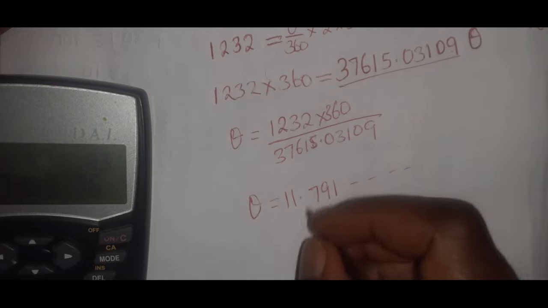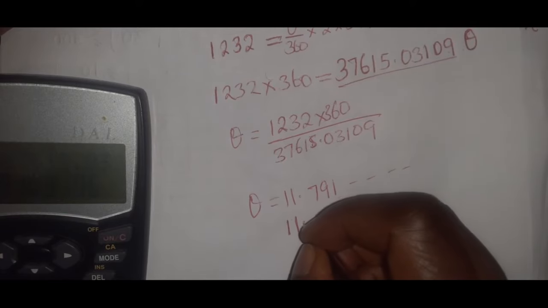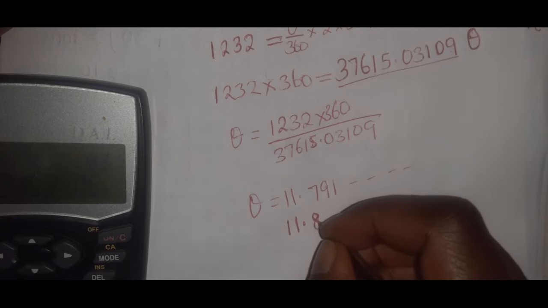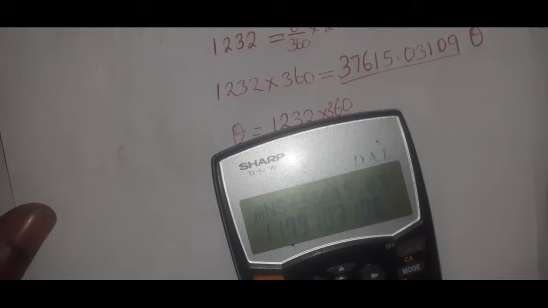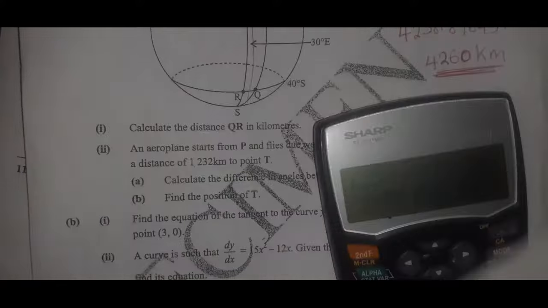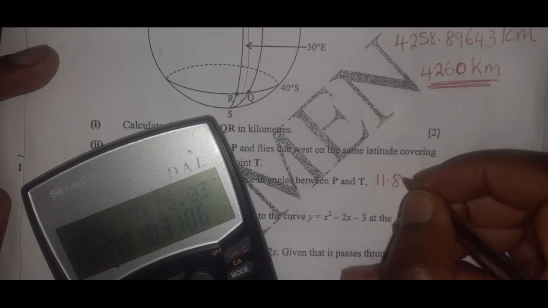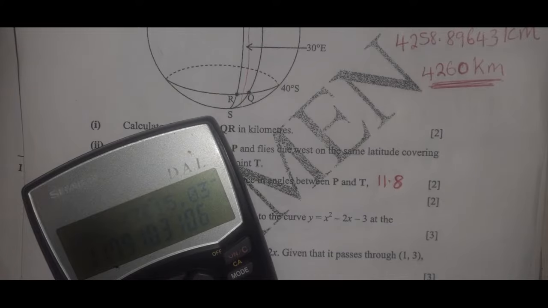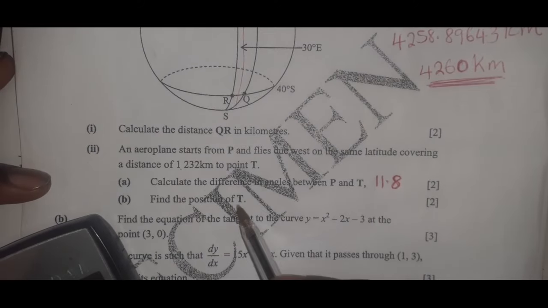When we round this off to three significant figures or one decimal place, it is 11.8 degrees. So to answer this question, this is 11.8 degrees here. Is that clear? Now find the position of T.